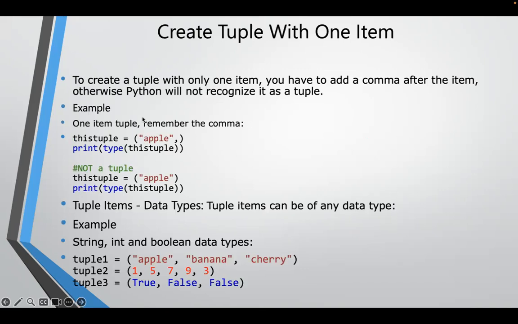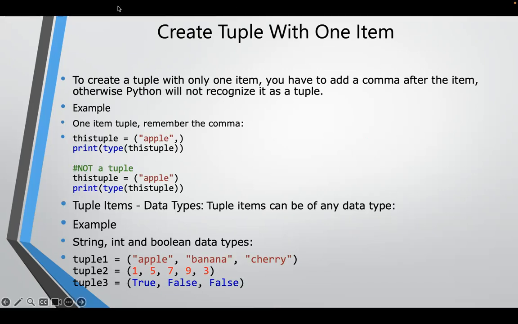Now you want to create a tuple with one item. Can we create a tuple with one item? To create a tuple with one item, you have to add a comma after the item. Otherwise, Python would not recognize it as a tuple. So what does that mean? For a one-item tuple, you have to put a comma.